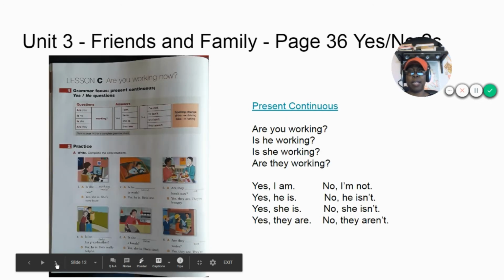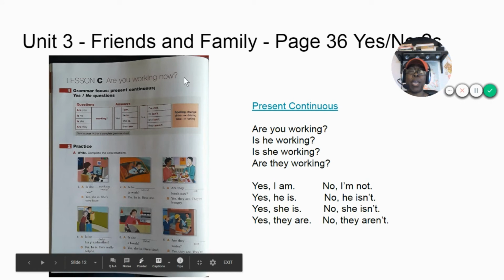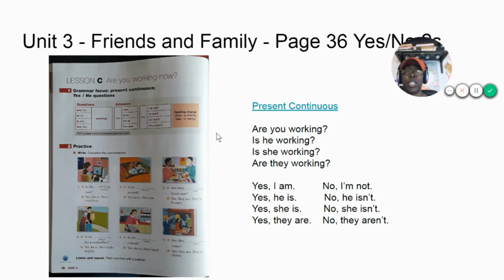All right, so let's move to our next slide. So here we see our yes, no question. Yes, no questions like we talked about before. This is page 36 of your student book, and this is what that page should look like for you if you have the second edition.